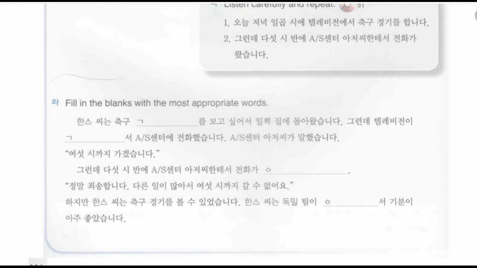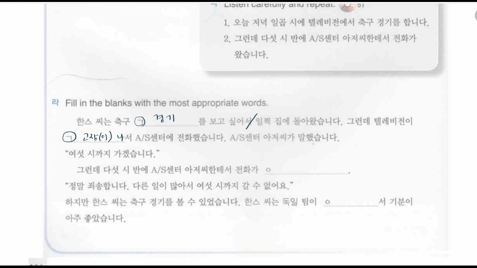자, 우리 액티비티 라 합시다. Fill in the blanks. 자, 한스 씨는 축구 something을 보고 싶어서 일찍 집에 돌아왔습니다. He came home early because he wanted to watch what? Soccer match. 경기 match. 그런데 텔레비전이 television did what? So he called AS Center. AS Center에 전화했습니다. How would you say something is broken? 고장이 나서 or 고장 나서 AS 센터에 전화했습니다.